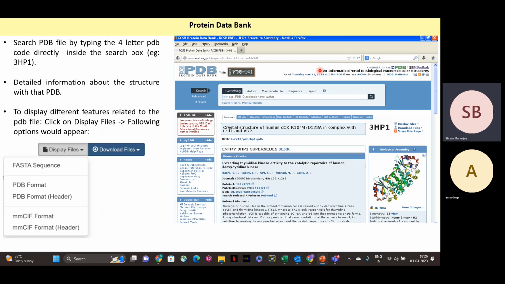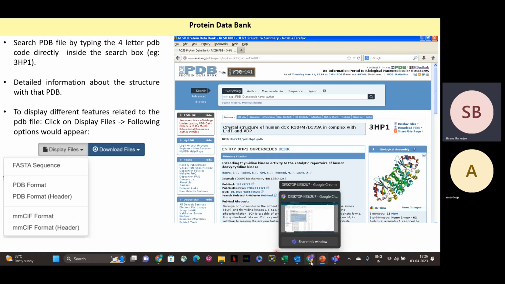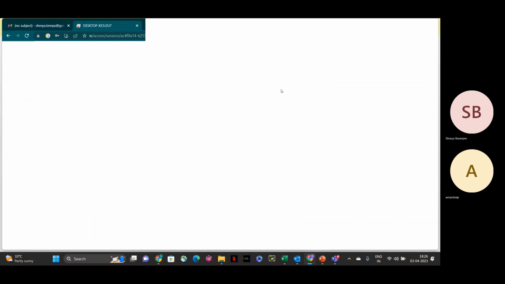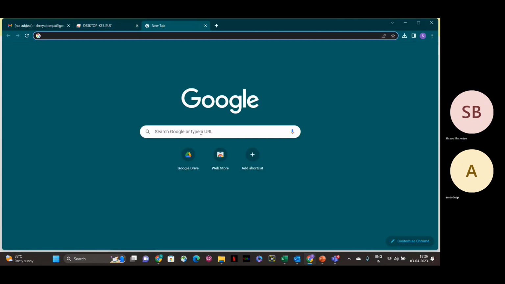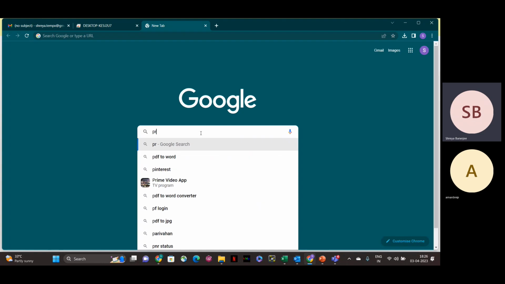So we have studied about the Protein Data Bank. For the Protein Data Bank, if you want to find a particular PDB file, you have to type the 4-letter PDB code into the search box. I'll demonstrate that now. Suppose this PDB code 3HP1, I want the PDB file corresponding to that. So in the Google search bar, you just type Protein Data Bank.